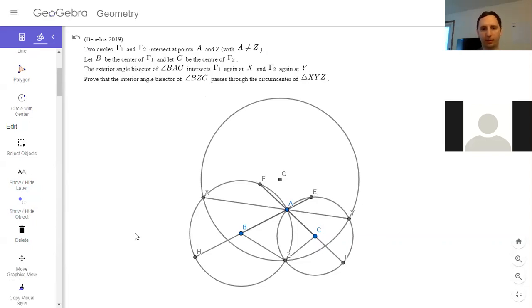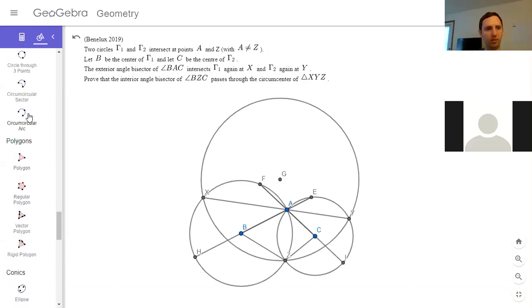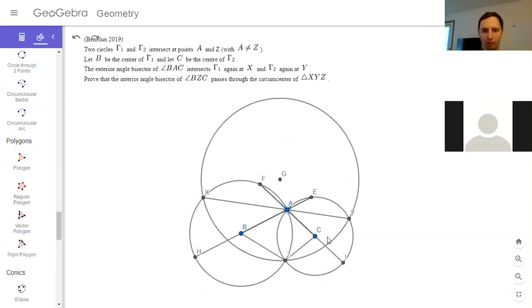So we have a couple cyclic quadrilaterals. It's interesting: B, F, Z, C, and E look like they're cyclic. Is that tangent to the other circle at Z? I think it might be. Oh no, it's not tangent. It kind of looks like it, but you can see it's not tangent there. So let's think about that. Why would that be cyclic?